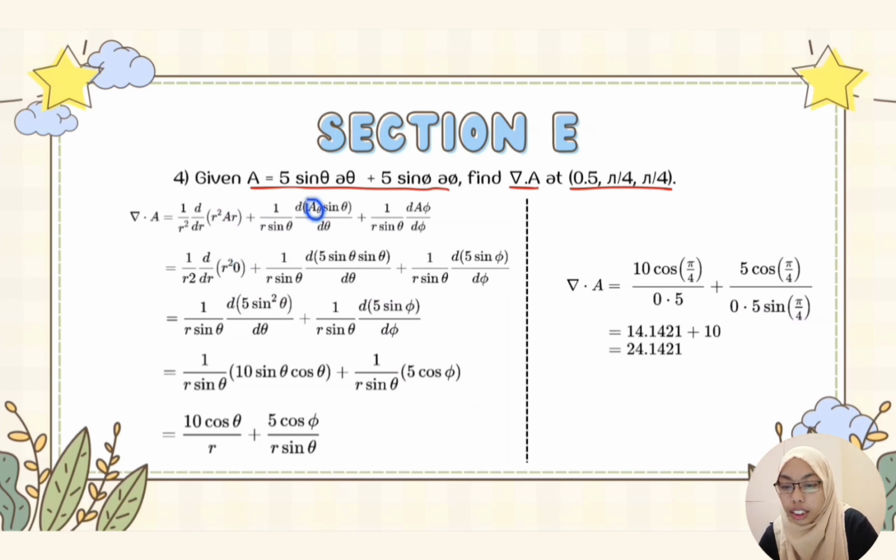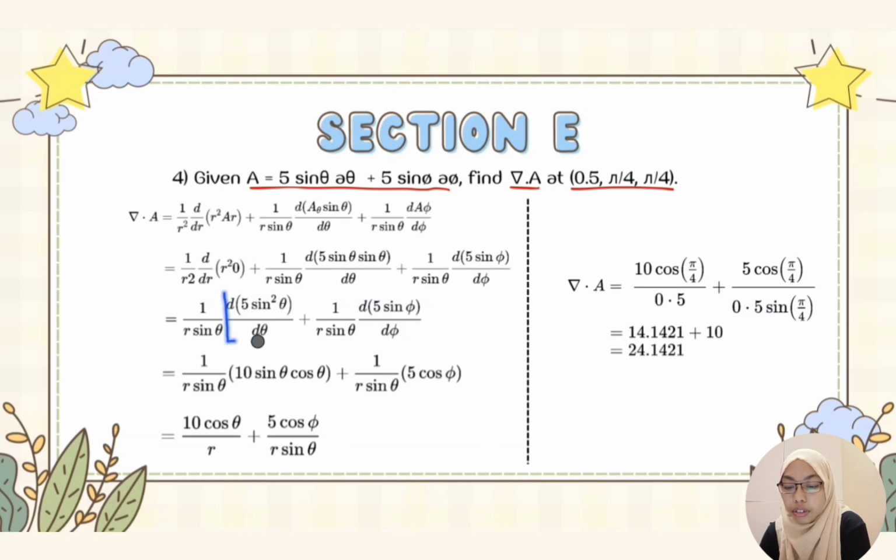A theta, we have the formula of A theta, which is 5 sin theta. And then we can write 5 sin theta sin theta. A phi, we have the information of A phi, which is 5 sin phi, so we can write 5 sin phi. After that, we can simplify it, and it will be 1 over r sin theta d 5 sin square theta d theta plus 1 over r sin theta d 5 sin phi over d phi.